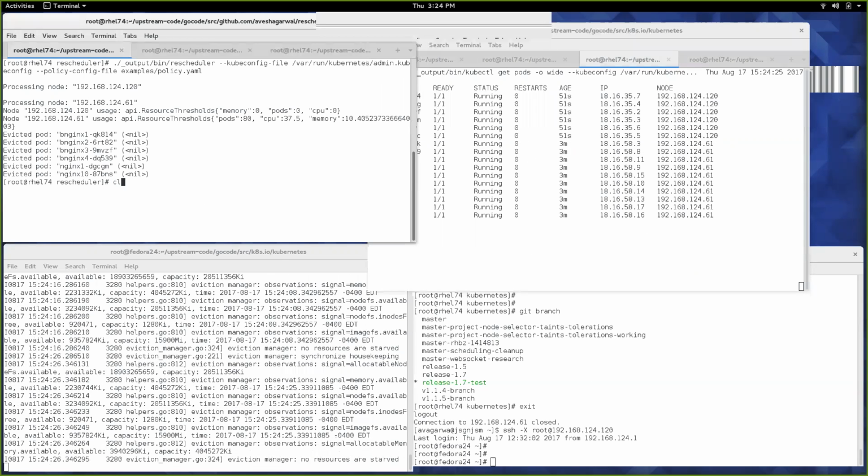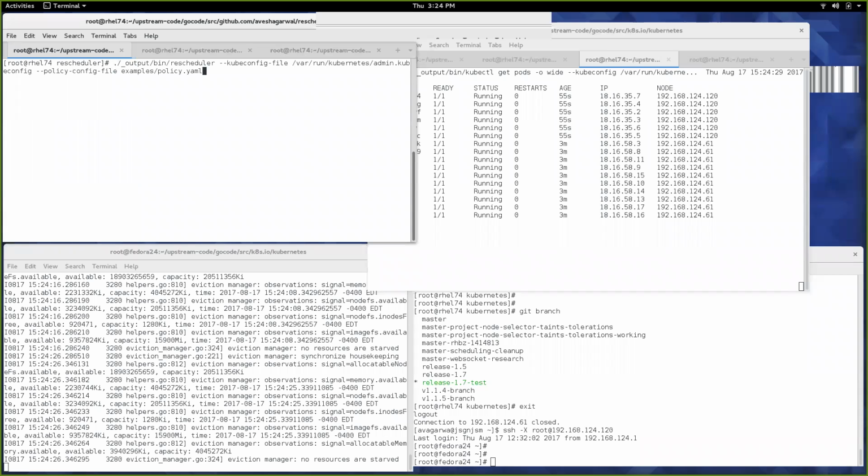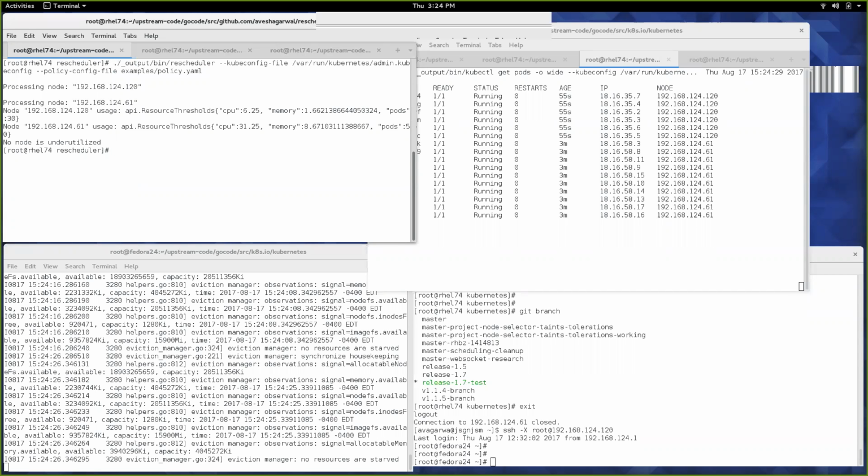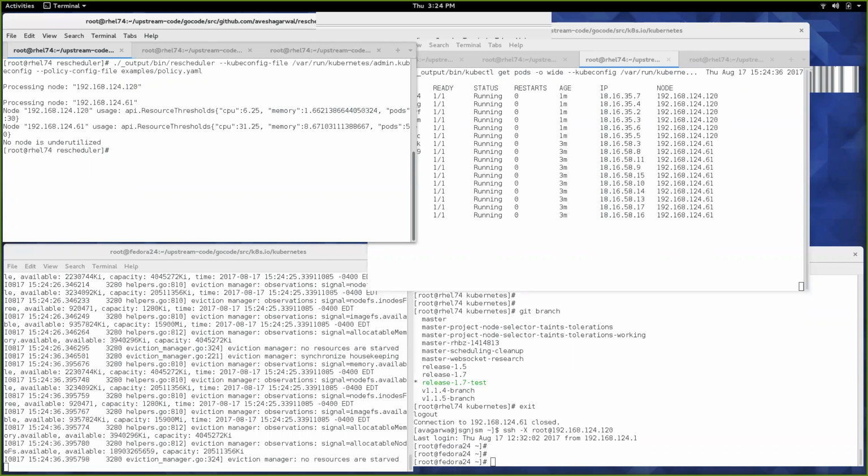Right now, without tuning your strategy, if you just run the rescheduler, it won't do anything, because it says no node is underutilized, since both nodes are above the thresholds. There is no underutilized node, so it's not going to do anything.